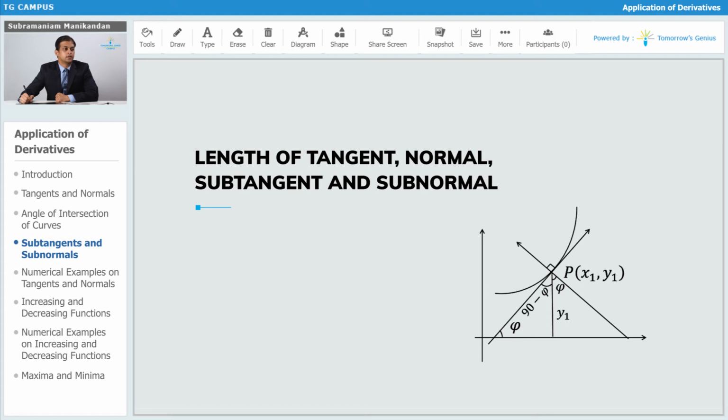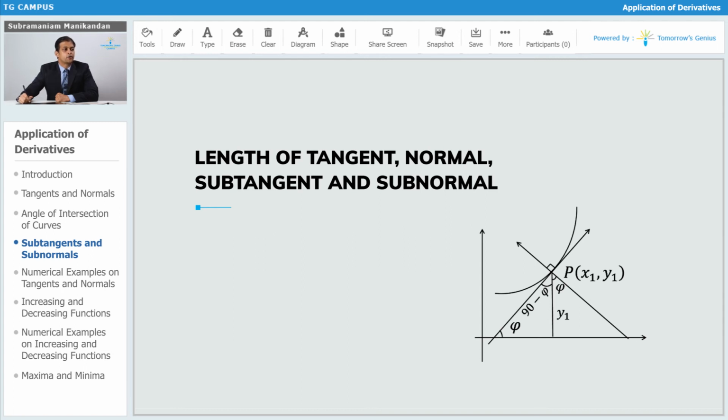PT is the line segment which intersects the x-axis at the point T, and this makes an angle phi with the positive direction of the x-axis. Tan of this angle will give us the slope of the tangent, which is equal to the derivative of the function at the point P. Therefore, PG will be the y coordinate of the point P, and the distance from G to the origin here will give us the x coordinate of the point P.